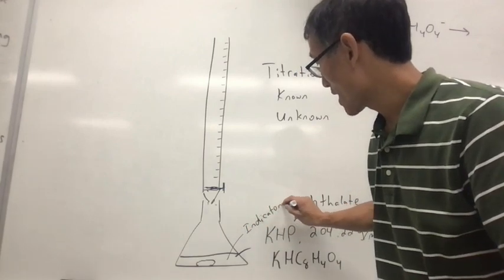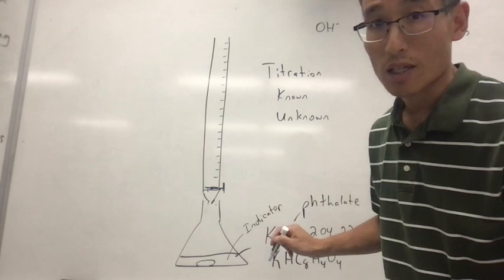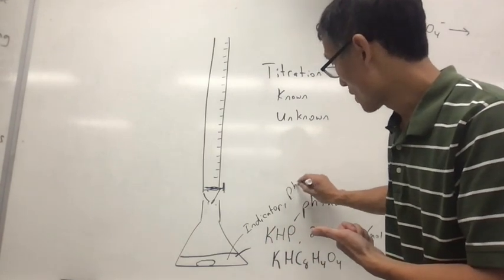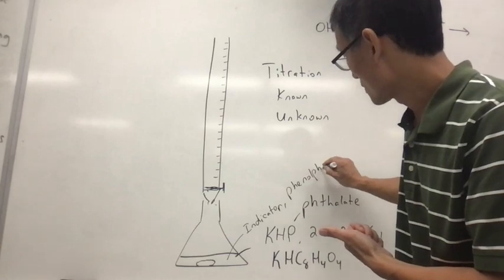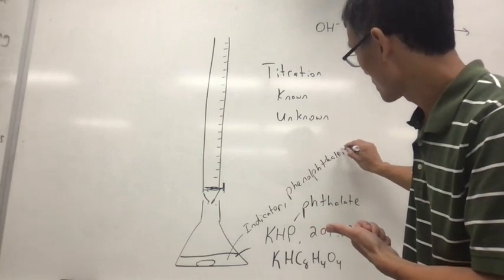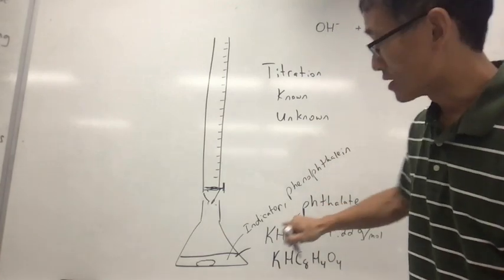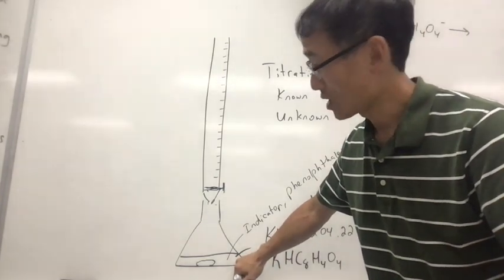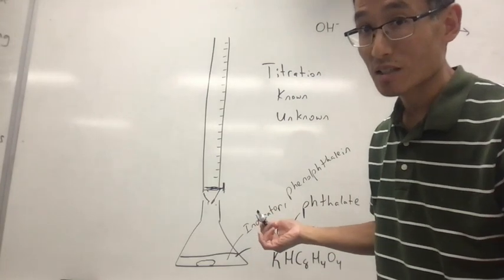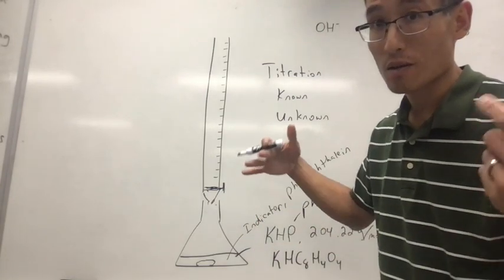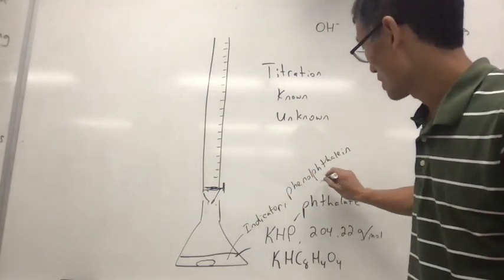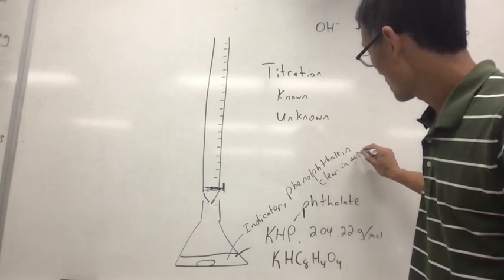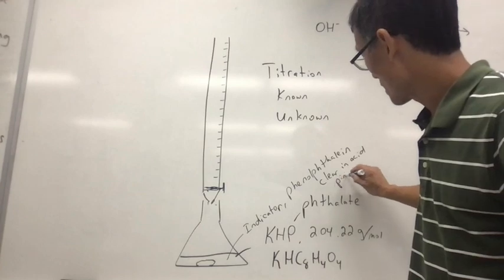Now, the indicator that we're using is called phenolphthalein. I'll write it out here. Phenolphthalein is clear in acidic solutions, but in a base solution, it will turn pink. Okay, so it's clear in acid and pink in base.